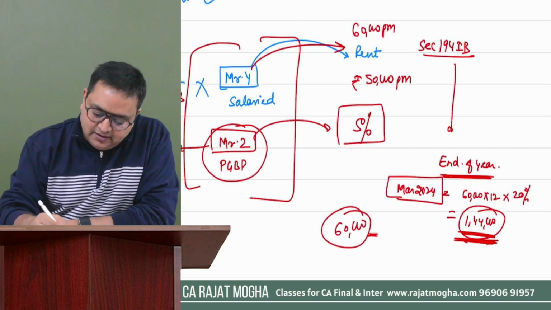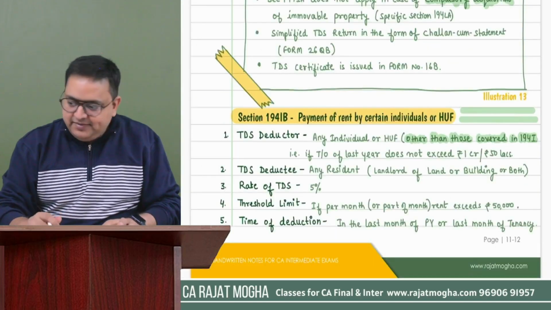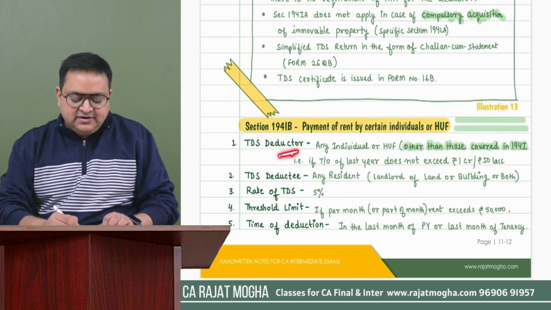Got it? So this is section 194IB. It says who is the TDS deductor?